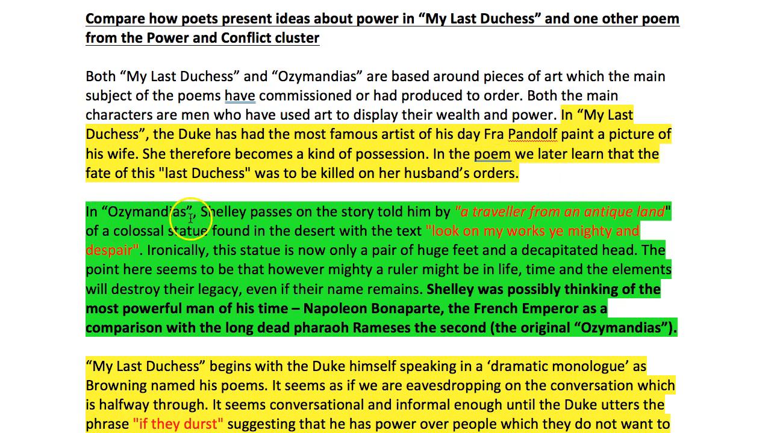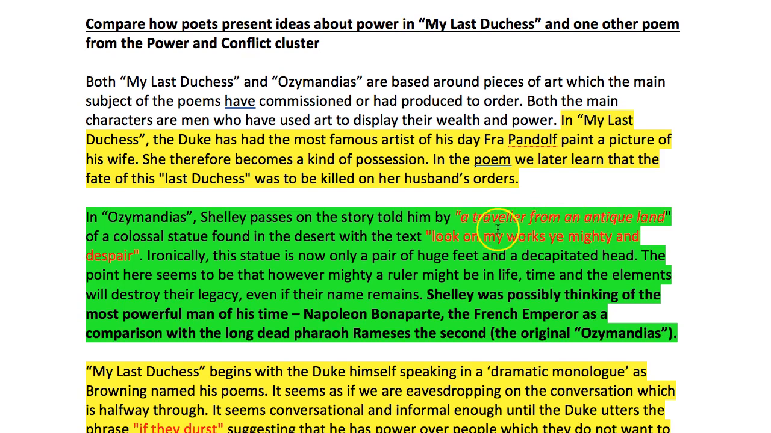In Ozymandias, Shelley passes on the story told him by a traveller from an antique land of a colossal statue found in the desert with the text, "Look on my works, ye mighty, and despair." So there's no marks for this at the minute because it's just telling us the story of Ozymandias. Okay, but the marks come here.